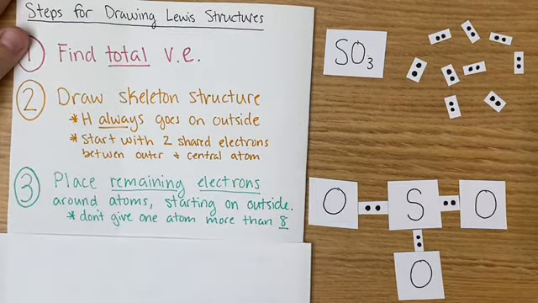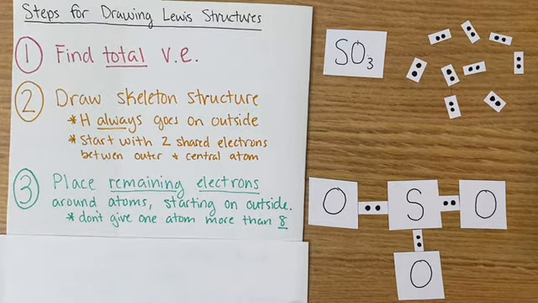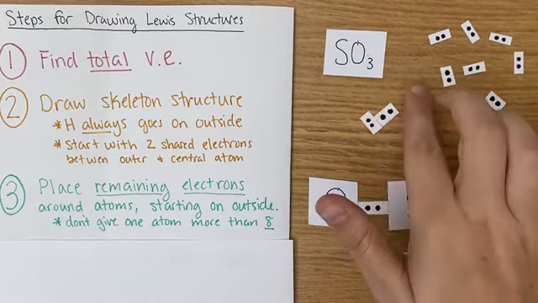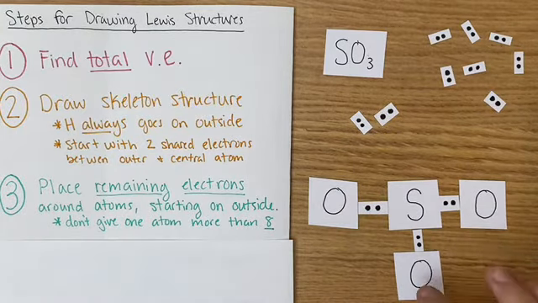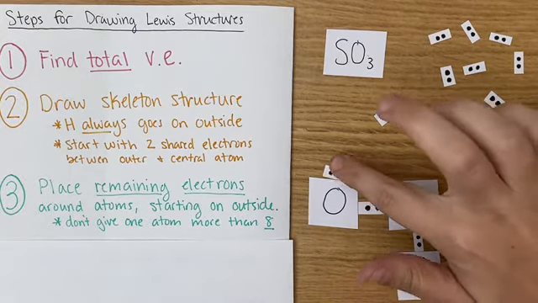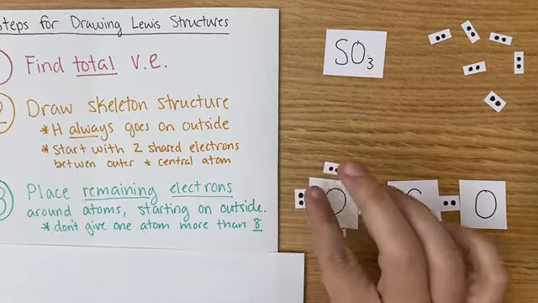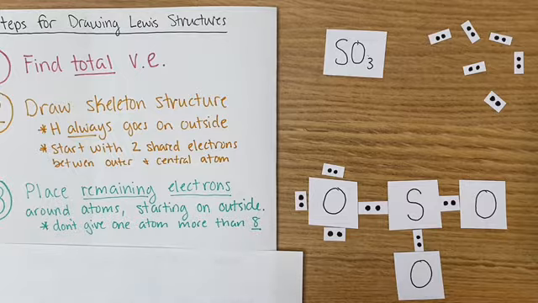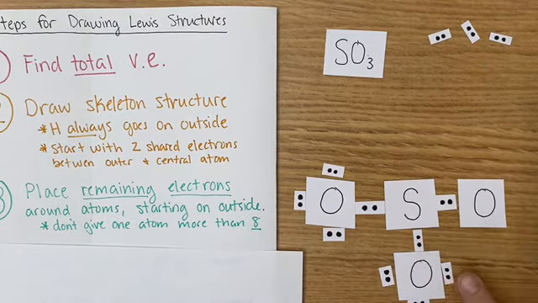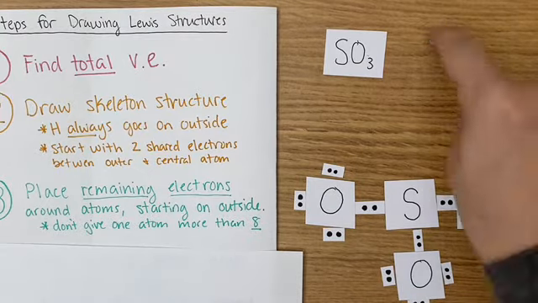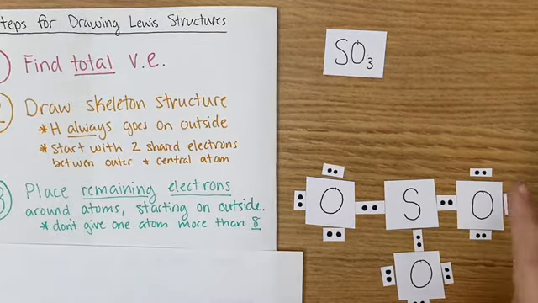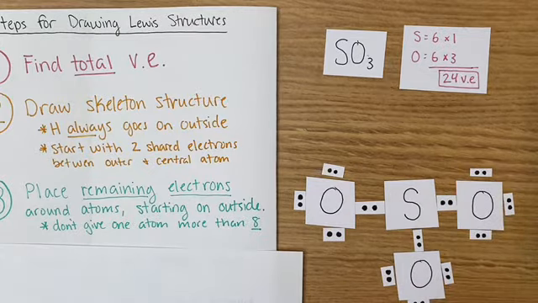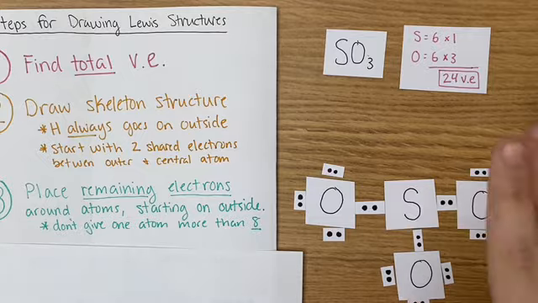Step 3 is going to be to place the remaining electrons around the atoms, starting on the outside. And also, don't ever give one atom more than 8 electrons. Remember, these are all the electrons we have left. So I'm going to start arranging them around the atoms, starting on the outside first. So I'll start over here. Okay, I'm not going to put any more on that oxygen because as you can see, there are already 2, 4, 6, 8 electrons touching that oxygen. At this point, I need to make sure I've used all of my electrons. Remember, we started out with 24, and I've used all 24 of those. We can't add any more than 24, and we need to make sure we've used all of them.